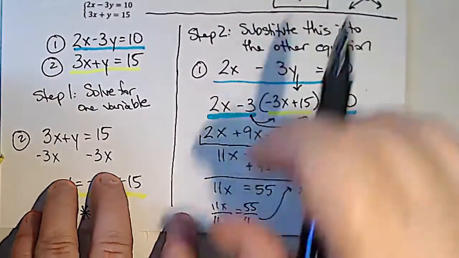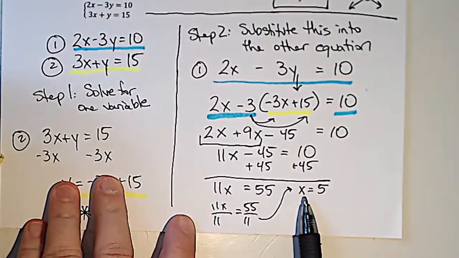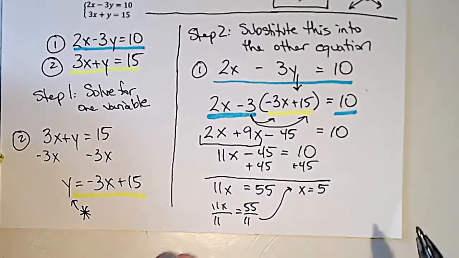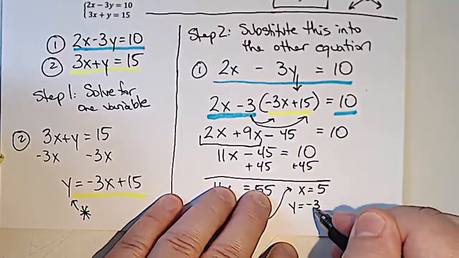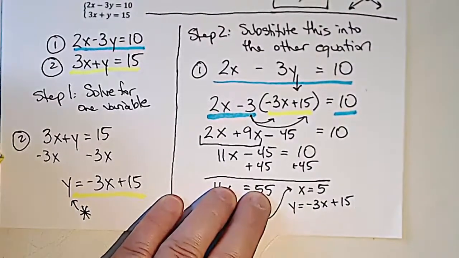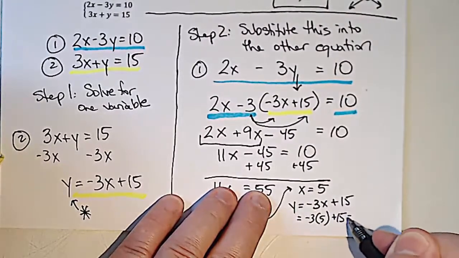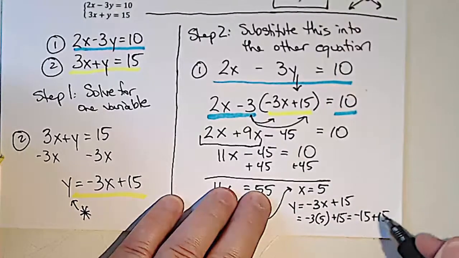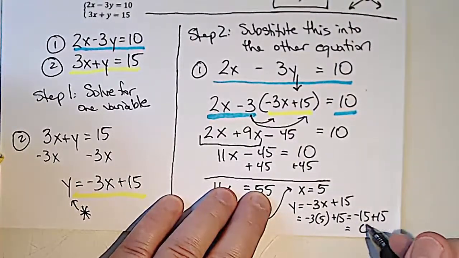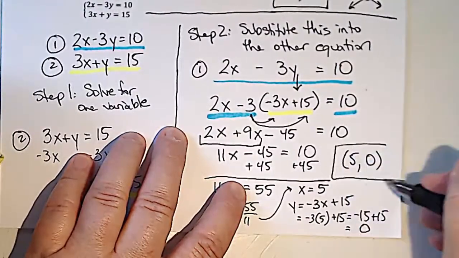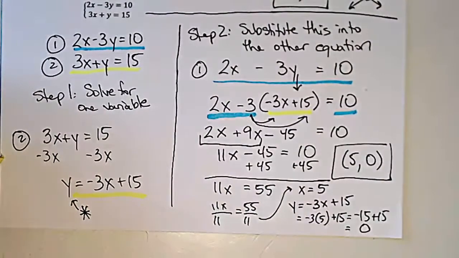Okay, now I'm totally running out of space here, but I'm going to try to see if I can squish it in because it's going to make it easier. I'm going to take this x equals 5, and I'm going to go back over here to the first step and find that equation where I solved for y. Y equals negative 3x plus 15. So I plug in negative 3 times 5 plus 15 equals negative 15 plus 15 equals, surprisingly enough, 0. So my answer right here is going to be 5, 0. That was unexpected.